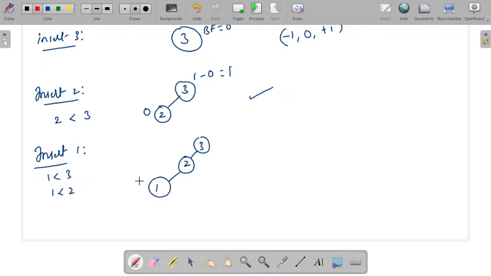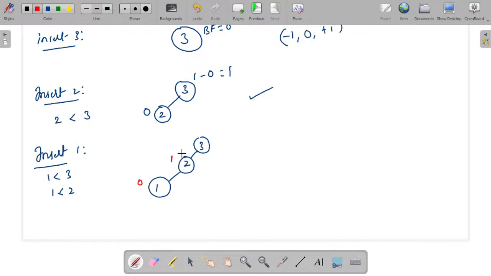So the balance factor for the leaf node is going to be 0. And for this node it is going to be 1 minus 0, because in the left subtree there is one child node and that is the deepest child node, so it is 1. And in the right subtree I don't have any value, so it is going to be 1 minus 0. So we will end up with a balance factor of 1.